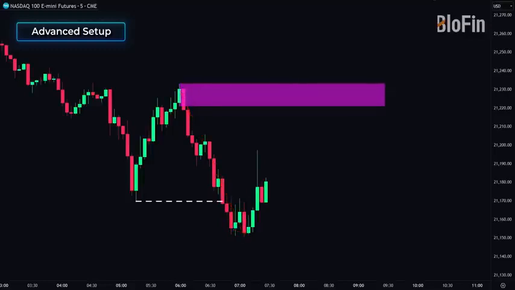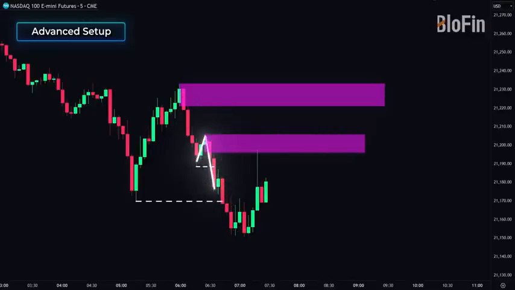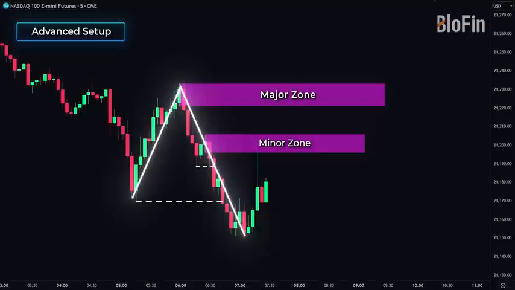Looking closer, we can also spot another break of structure that came from a smaller price swing. This lets us draw a second supply zone, and since it was formed from a smaller move, we classify it as a minor supply zone. In contrast, the zone above was formed from a larger price swing, which makes it a major supply zone.